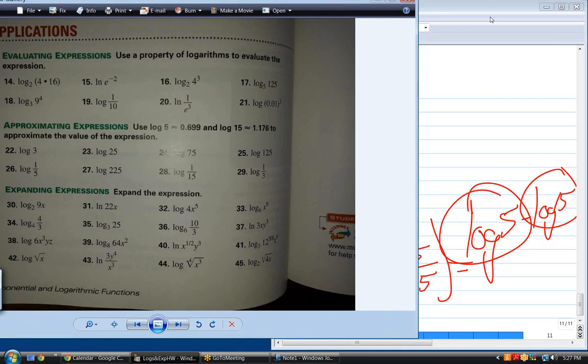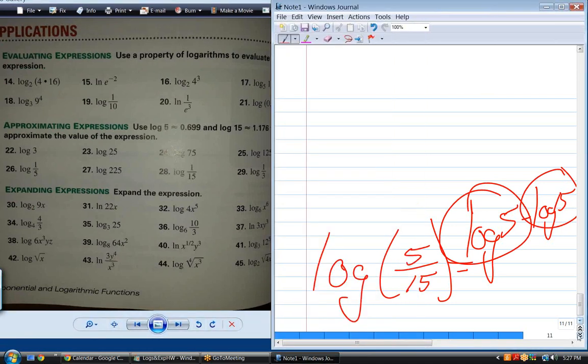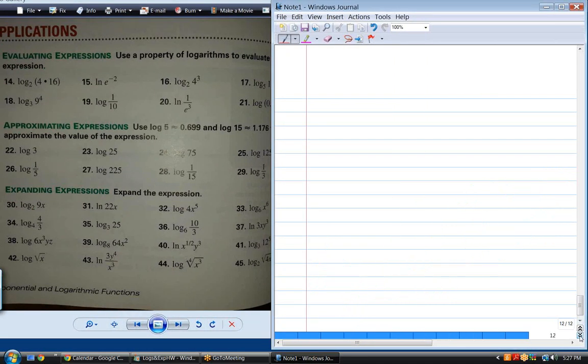Let's expand some expressions. How about 30? Log 3x. No. Can't do that.